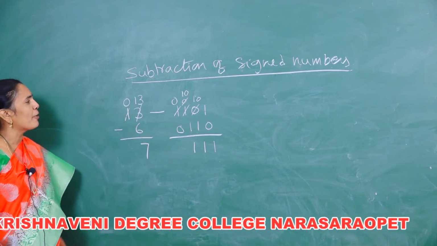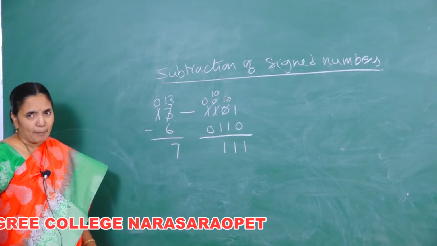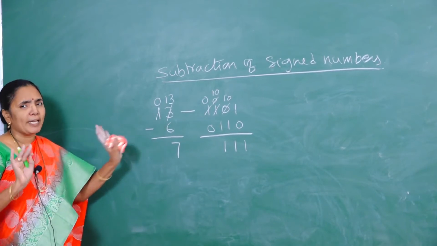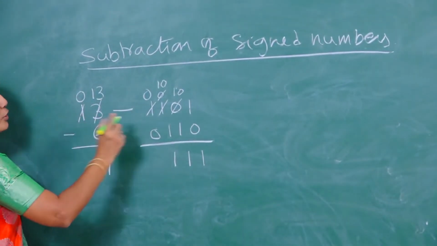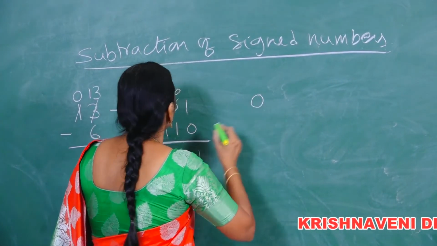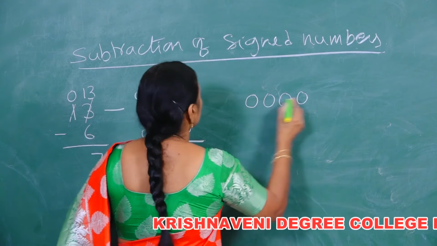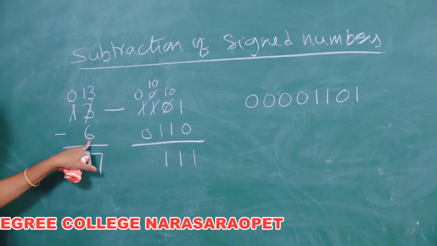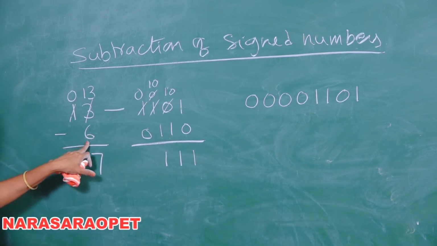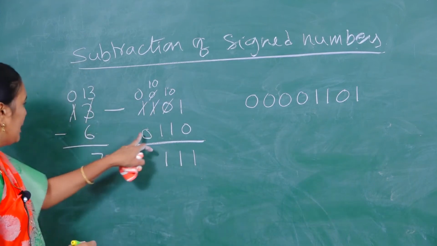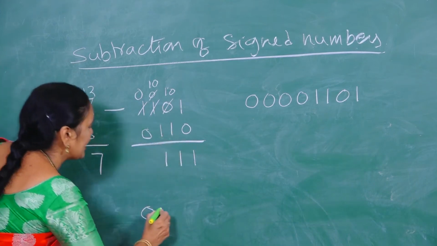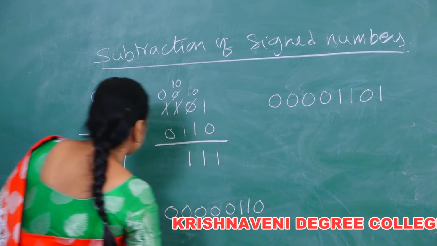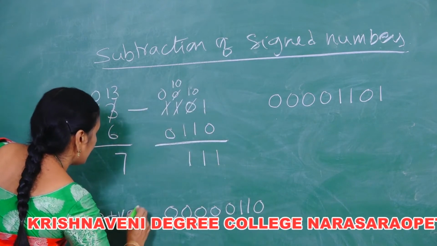Now let us see how we are performing the subtraction of signed numbers. So let us try to represent the 13 in an 8-bit number. As 13 is a positive number, we will write it as 0, 4 zeros, 1 1 0 1. Now as the number 6 is to be subtracted, it has become a negative number. So the value of 6 in 8 bits is 0 0 0 0 0 1 1 0. This is the positive 6.